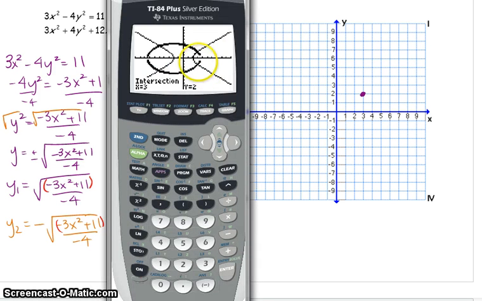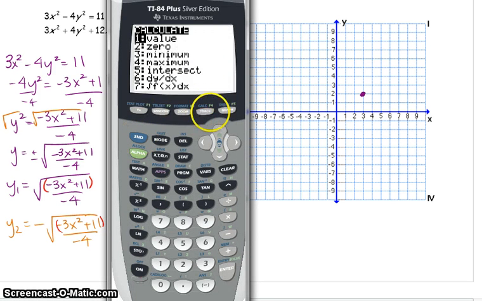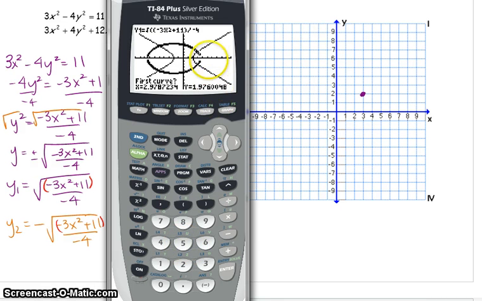Let's do the same thing for our other point, so second trace, and then option 5 for intersect. So we're on Y1 still, but this time let's do this bottom intersection point. So let's go down to our Y2, which is this line below. So we're on our Y2 line, okay? So we can hit enter. And then we want to be on this bottom curve.